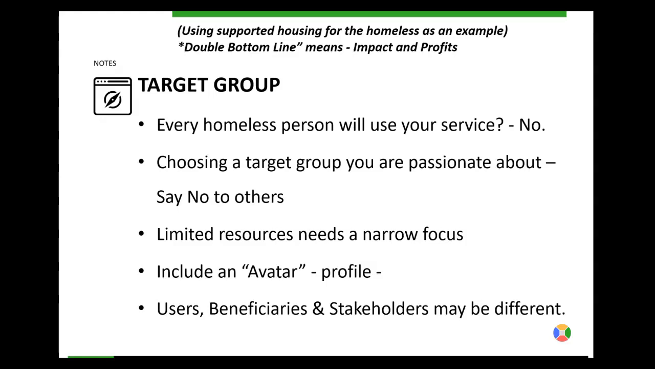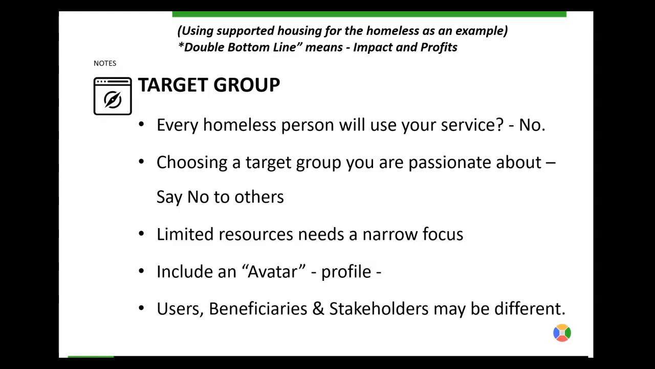Actually, I'm going to stop my video on the target group, because I think it's getting a bit longer than I thought. But it's really important, because this is the building block. This is where it starts. So who are going to be your target group? Who are your users or beneficiaries? And who are going to be your stakeholders? They're likely to be different. At least your users and beneficiaries could be the same, but your stakeholders could be very, very different.